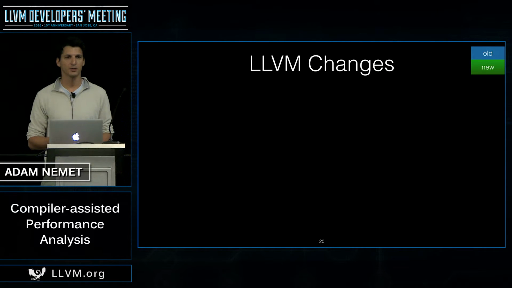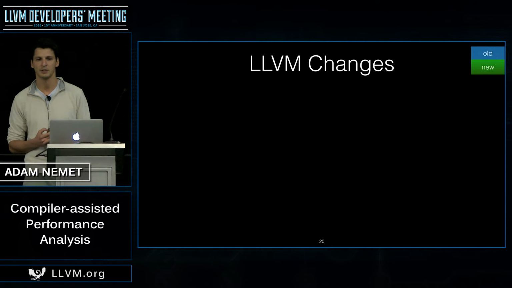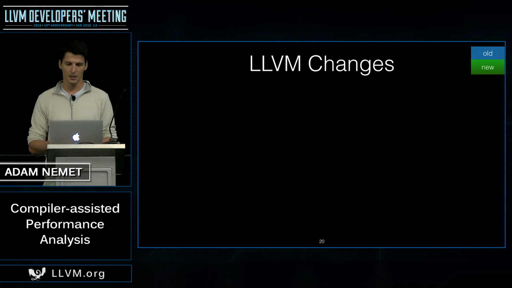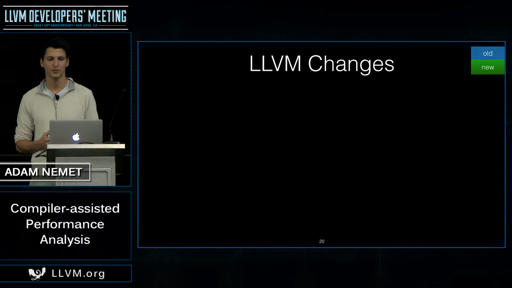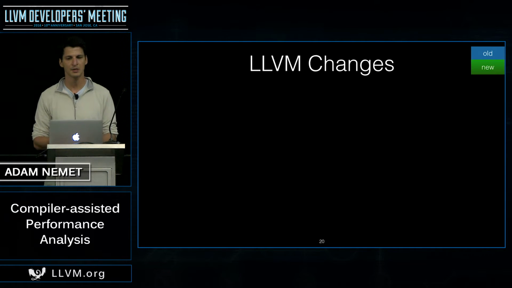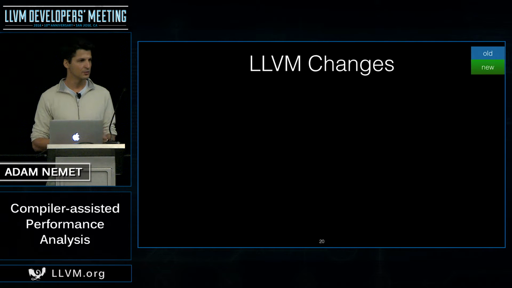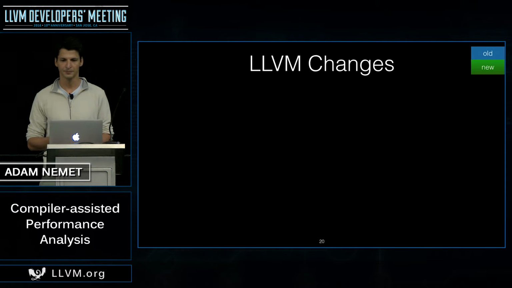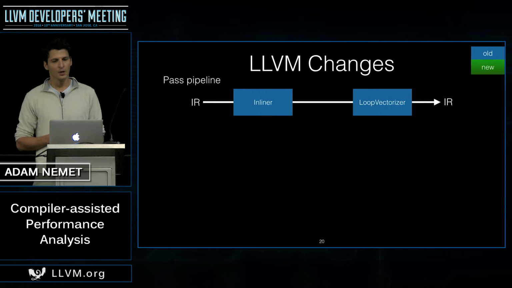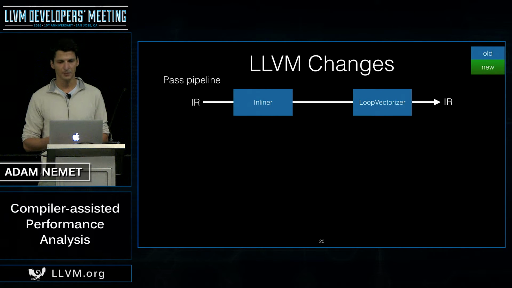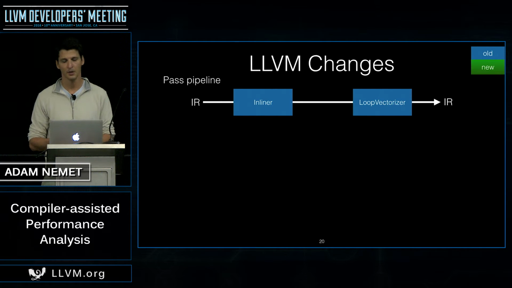So before moving on and showing some more complex and interesting examples, I want to go through the changes that I had to add in order to make this work in LLVM. And here, everything that pre-existed this work will appear in blue, and the new components will appear in green. So here I have the pass pipeline shown with the two passes that were in play in the previous example, the inliner and the vectorizer.